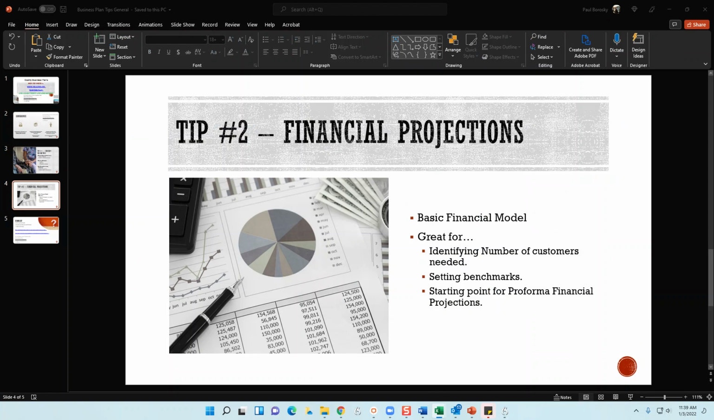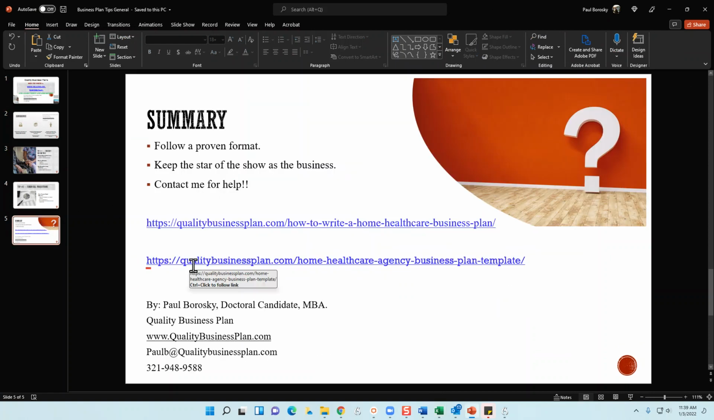All right, so hopefully this information was helpful. And in summary, make sure to follow a proven format. If you go to the SBA website and download just a general template, that general template can be used for home healthcare, as well as for restaurants, manufacturers, importers and exporters, and so on and so forth. So you're going to have a template that is just wide open, and you don't know which information you need and you don't need.